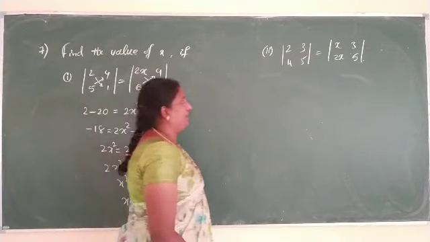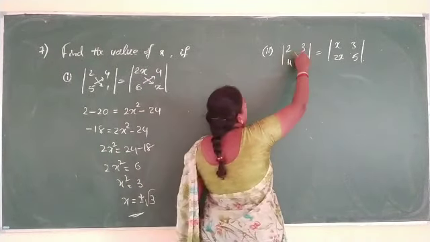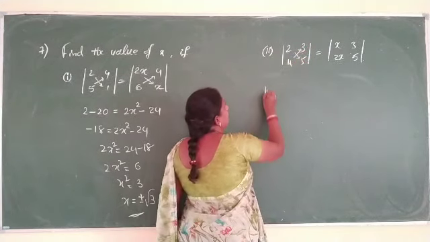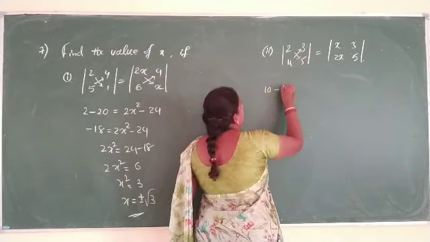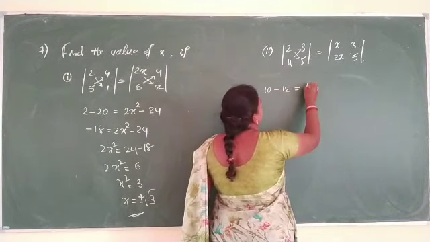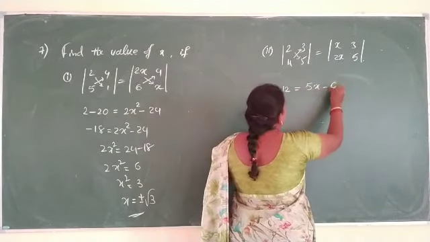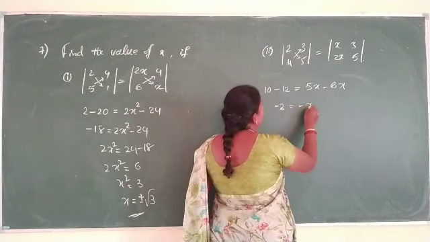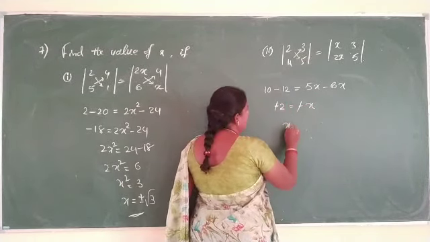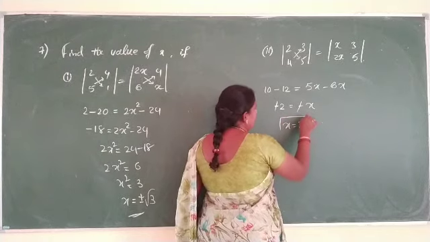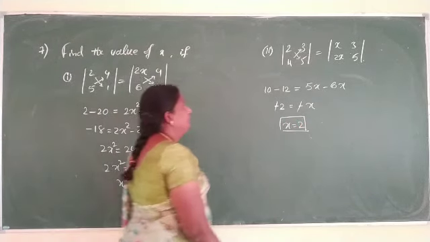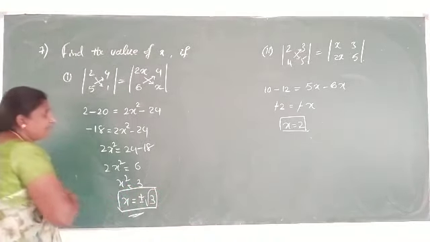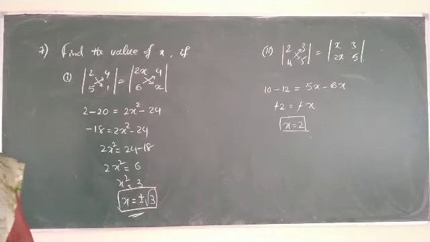In the same way we have the second question also. See, first calculate the determinant value of the left hand side. 2 fives are 10 minus 12 equals 5x minus 6x. Now it is minus 2 equals minus x. Here minus minus get cancelled. Then x value equals 2. In the first question x value equals plus or minus 1 by root 3. The second bit x value is 2.